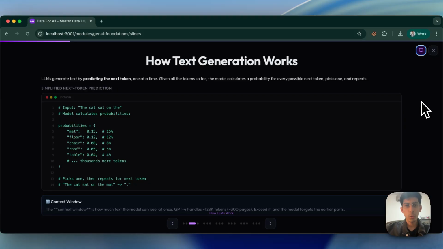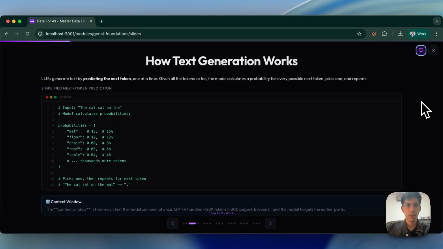Now, the context window is another important concept. This is how much text the model can see at once when making predictions. Think of it like short-term memory. GPT-4 can see about 128,000 tokens at once. That is roughly a 300 page book. Old models could only see about 4,000 tokens. If your conversation gets longer than the context window, the model literally cannot see the earlier parts anymore.